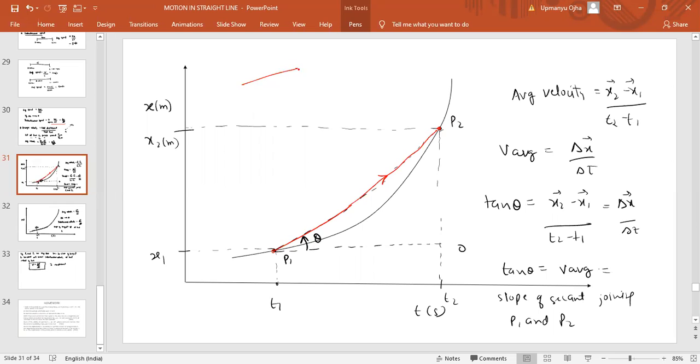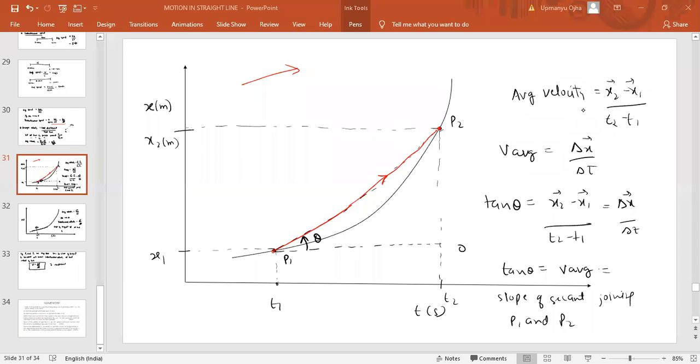This arrow represents what? That the particle is moving from head to tail. This is the head, this is the tail. So displacement from P1 to P2. So here displacement is from P1 to P2. Yes, the direction it will show. Okay, now what is the average velocity?